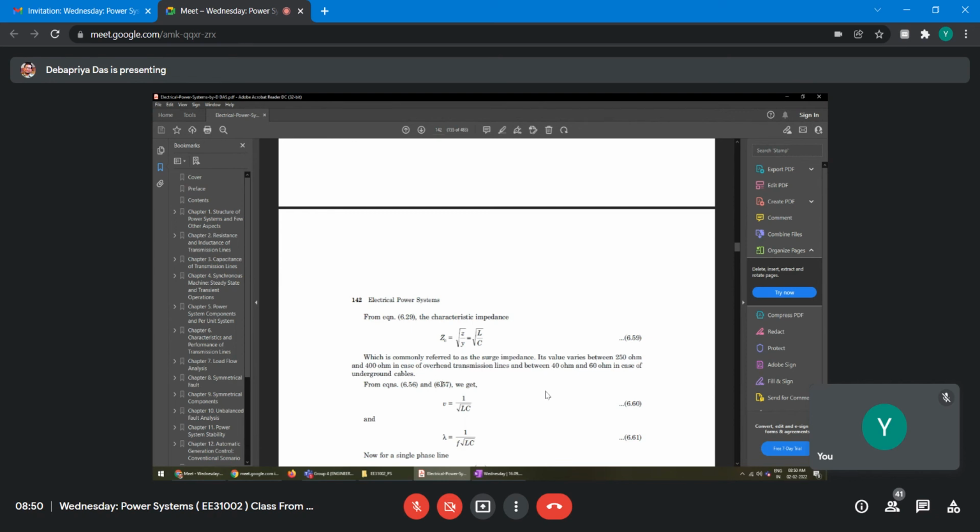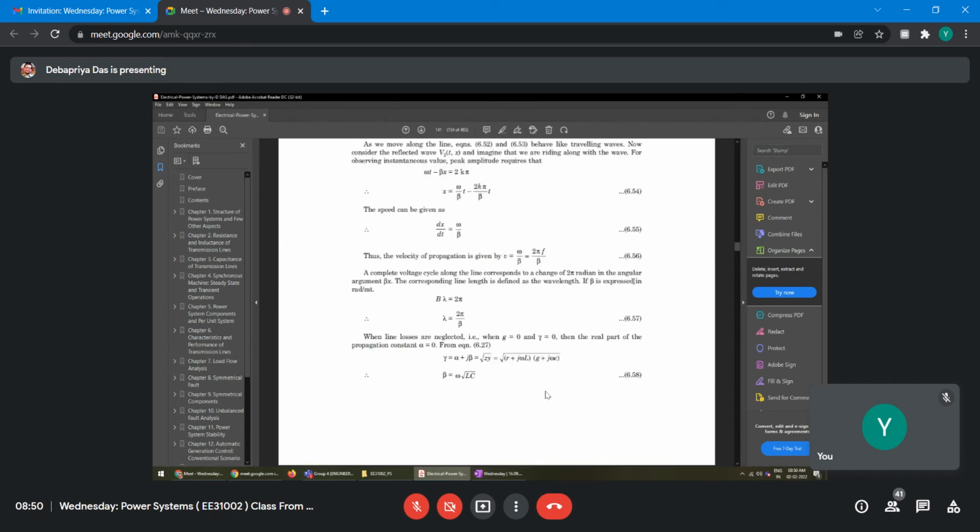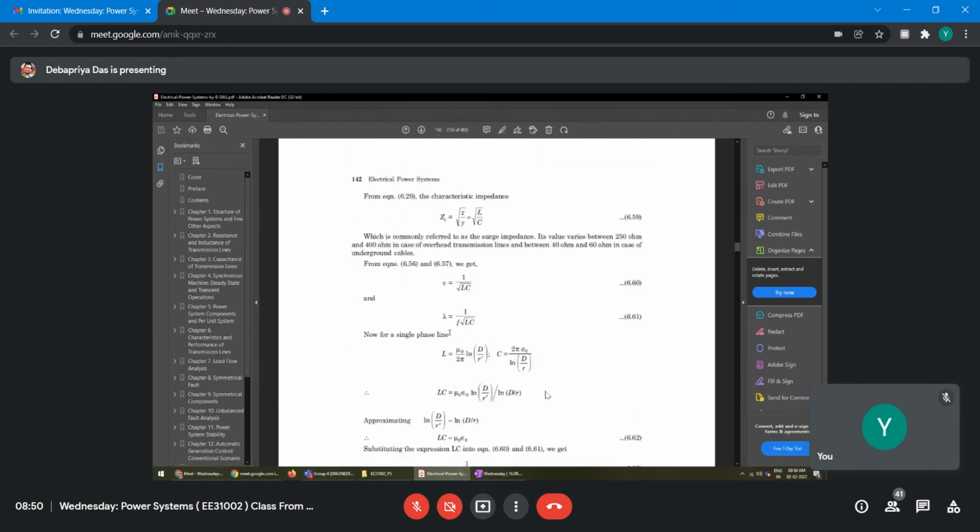From equations 56 and 57, you simplify and you will get the velocity of propagation v equal to 1 over root LC. Therefore, from lambda, you will get 1 by f root over LC. Easily you can find out what lambda is.